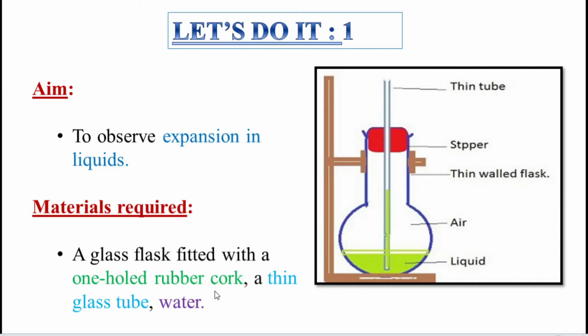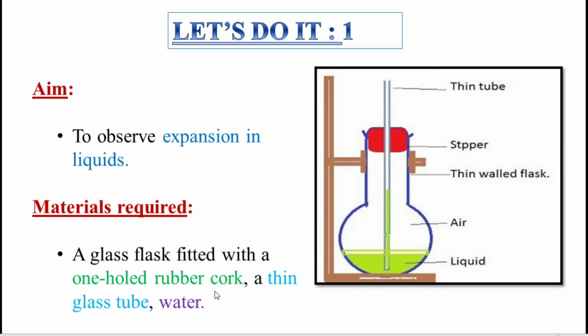So students, next I am going to do one activity. The aim of the activity is to observe expansion in liquids. For this we need the materials: a glass flask fitted with a one-holed rubber cork, a thin glass tube and water. You can see in the picture, the glass flask is fitted with a one-hole rubber cork. With the help of the one-hole rubber cork, I am going to insert the thin glass tube, and this glass flask is filled with water.